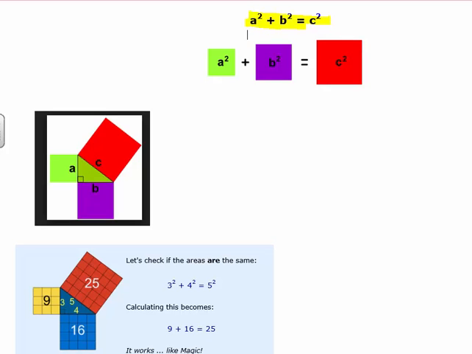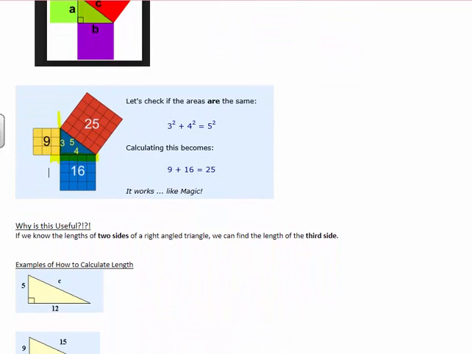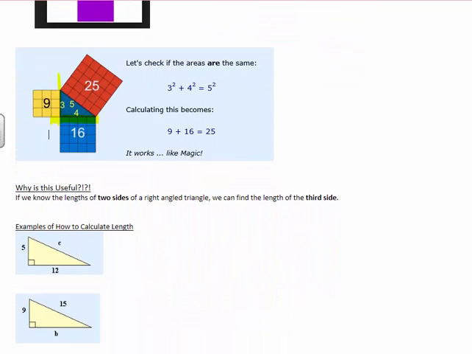So let's just look a little bit closer at our example here. If we had a side length of 3 units, right there, and a side length of 4 units, if we squared those two, 3 squared is 9 and 4 squared is 16, and added them together, it would equal the sum of the other side. So if we square root them, we can get the lengths of the triangle if it has a 90-degree angle. Okay, so then we can use this to find unknown side lengths.